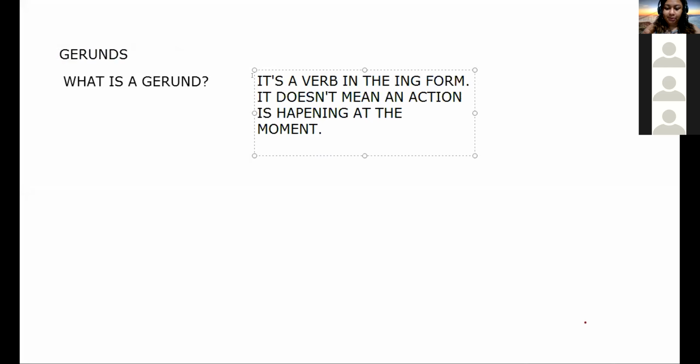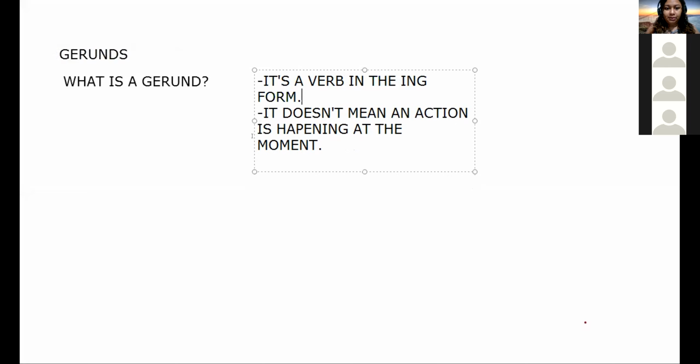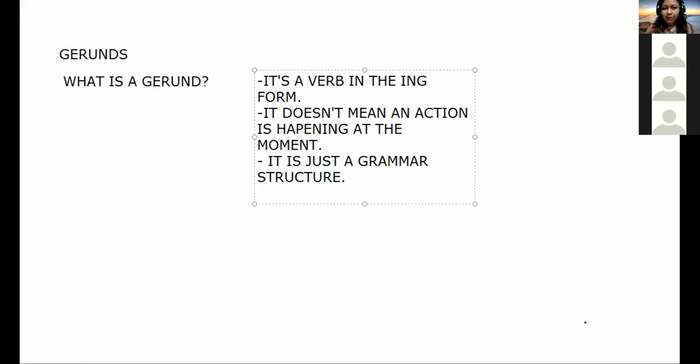Let's break it into parts so that it's more understandable for everyone. Okay, this is the second detail. What is important to remember about gerunds? It is just a grammar structure. So this is like a rule we have to follow. Like when you start working in a new workplace, you have to do what everybody does at the workplace, even though it's sometimes hard to adapt. But it is something you have to do.